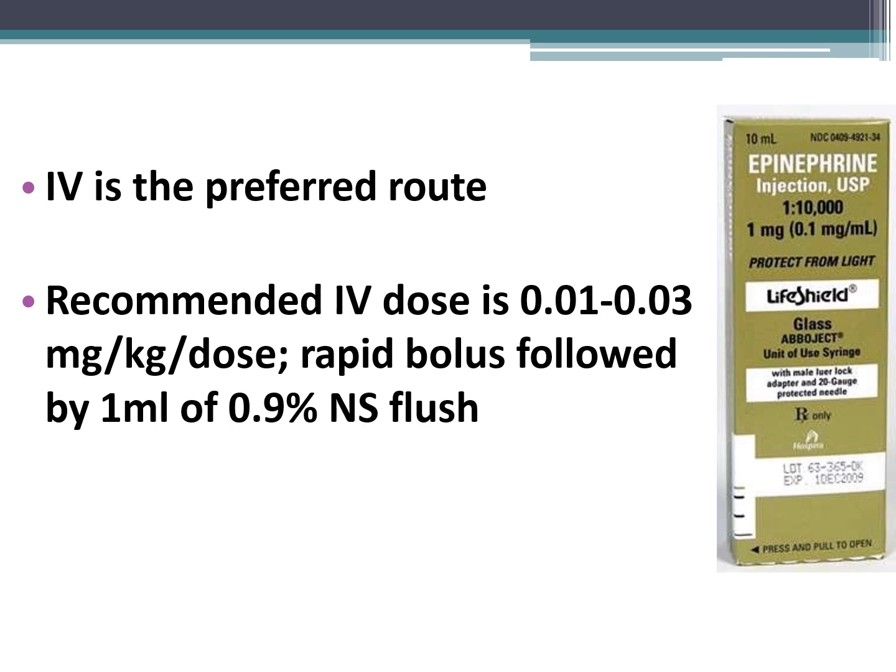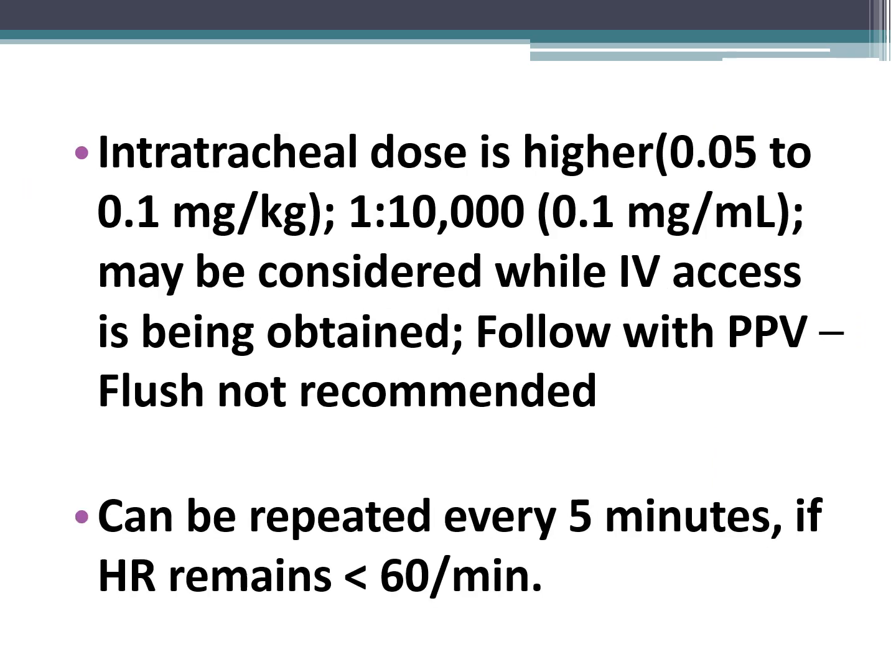And usually you can use the IV route, and the recommended dose is 0.01 to 0.03 milligram per kilogram, as a rapid bolus followed by 1 ml of 0.9% normal saline flush. And the intratracheal dose is higher. If you are using the intratracheal route, 0.05 to 0.1 milligram per kilogram, that is 1:10,000, 0.1 milligram per ml, may be considered while IV access is being obtained, followed by positive pressure ventilation.